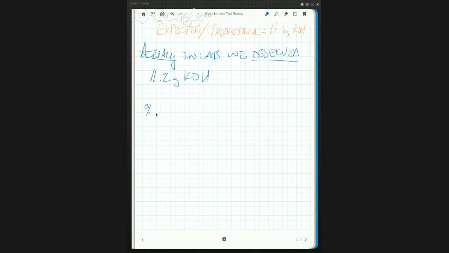So if you're doing a percent yield, the percent yield is the actual over the theoretical, times 100%. I don't know which way is easier for you, the observed divided by the expected times 100%, okay? So that means in our case, the observed or the actual was 11.2, and the expected or the theoretical was 11.6, times 100% equals. So 11.2 divided by 11.6 times 100. 3 sig figs gives me 96.6.